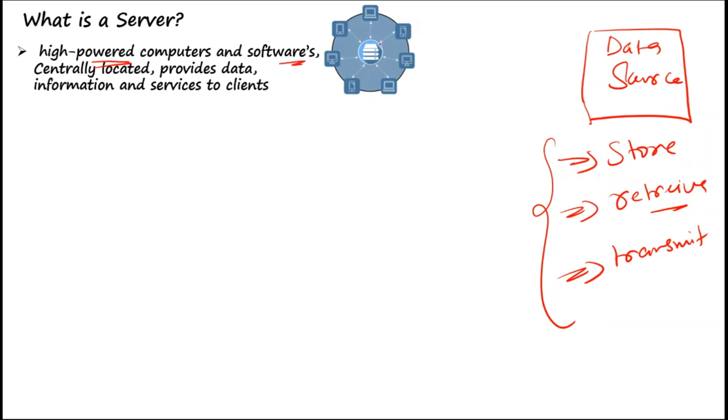They are centrally located. Just see, centrally located, providing information to various clients. So this shows us an example of many clients to one server, like the one we saw in the restaurant example, one server interacting with many clients.